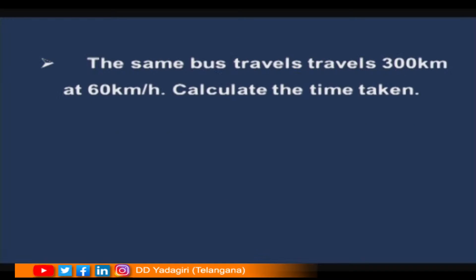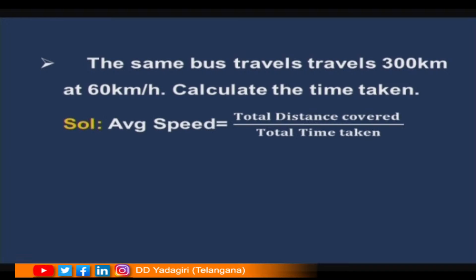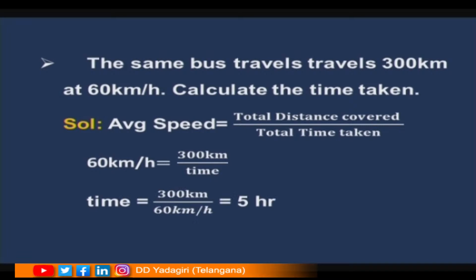Consider another example where the same bus travels 300 kilometers at 60 km per hour. Calculate the time taken. Average speed is equal to total distance covered by total time taken. Substituting the values, 60 km per hour is equal to 300 kilometers by time. So, time is equal to 300 by 60, which is 5 hours. So, the bus has covered 300 kilometers in 5 hours.